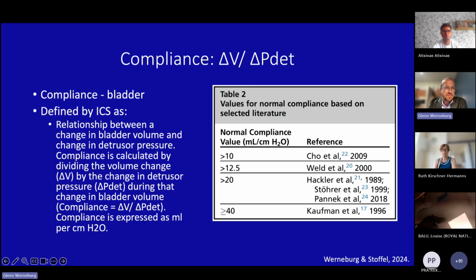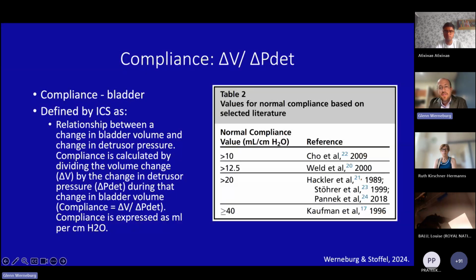So compliance is defined by the ICS as a relationship between change in bladder volume and the change in detrusor pressure. It's calculated by dividing the volume change, delta V, by the change in detrusor pressure, delta P det, during the change in bladder volume. And there's the calculation shown again. It's expressed as milliliters per centimeter of water.